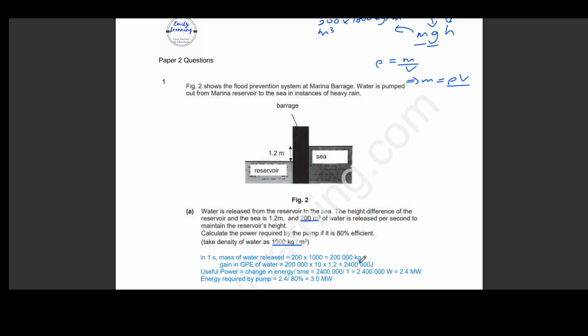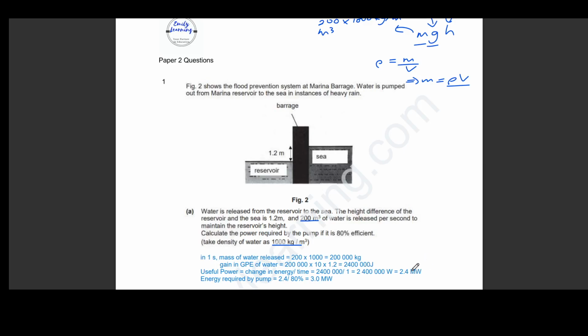So this gives us 2,400,000 joules. And this occurs in 1 second because it's per second here. Per second means 1 second. So you divide by 1 second, it tells you the power. So you get 2.4 million watts, which is the same as 2.4 megawatts, because mega means 10 to the power of 6.